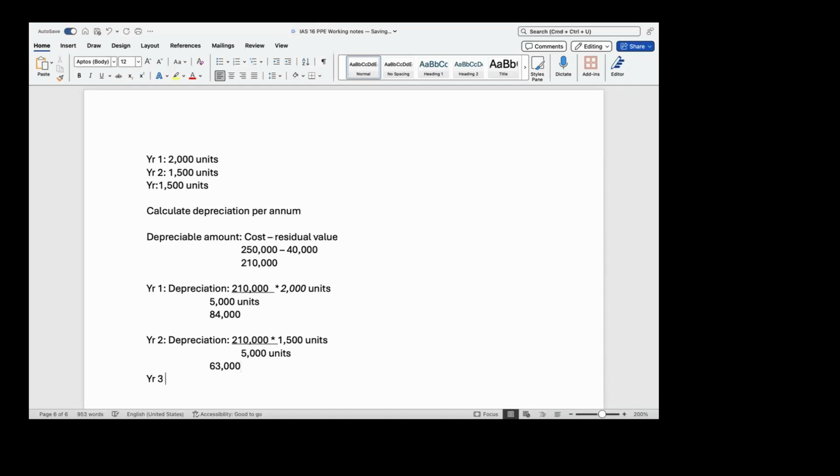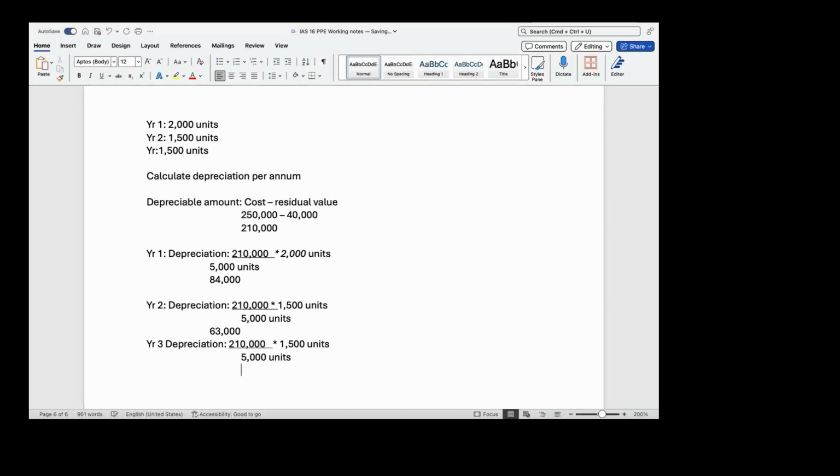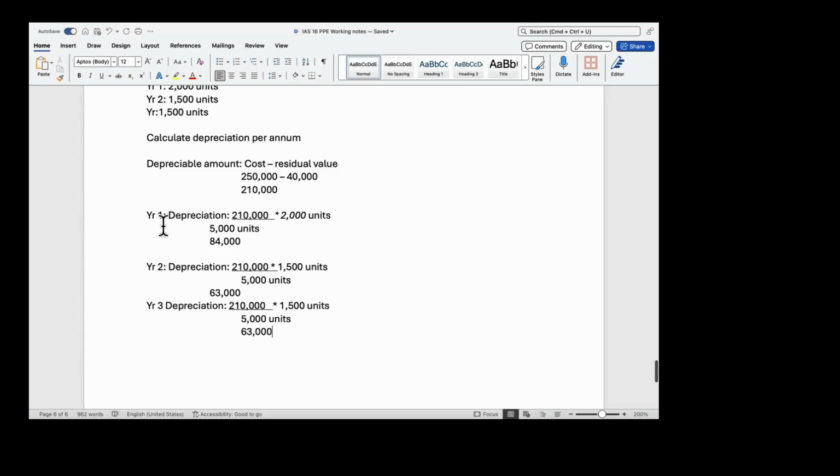My year three depreciation, 210 divided by 5,000 units multiplied by 1,500 units should give me the same 63,000 naira. You can find this in your exam, and this is how you solve this scenario.